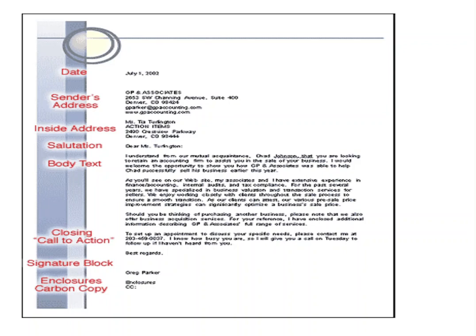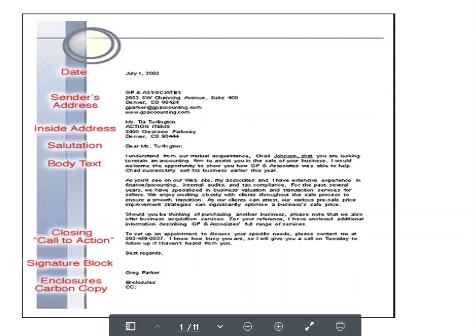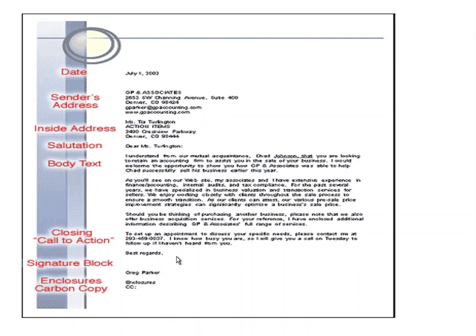So we have the date, the sender's address, the inside address, the salutation, dear so-and-so, followed by a colon, not a comma in a business letter. The text of the body, the closing has a call to action. You can get in touch with me or make an appointment, please, to discuss your needs. Then we have our signature block. Usually it's sincerely in almost all business letters. I don't know why that became the default, but best regards is fine too.